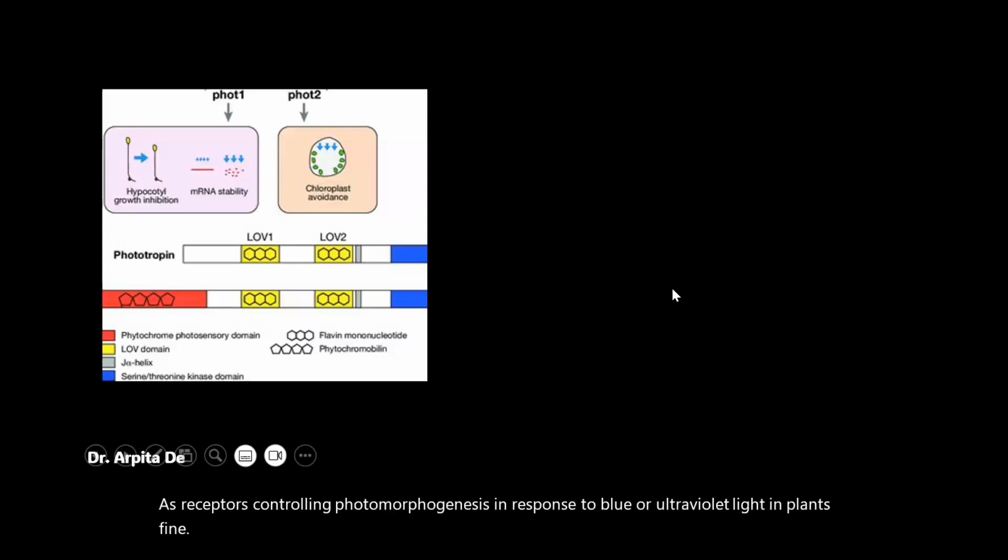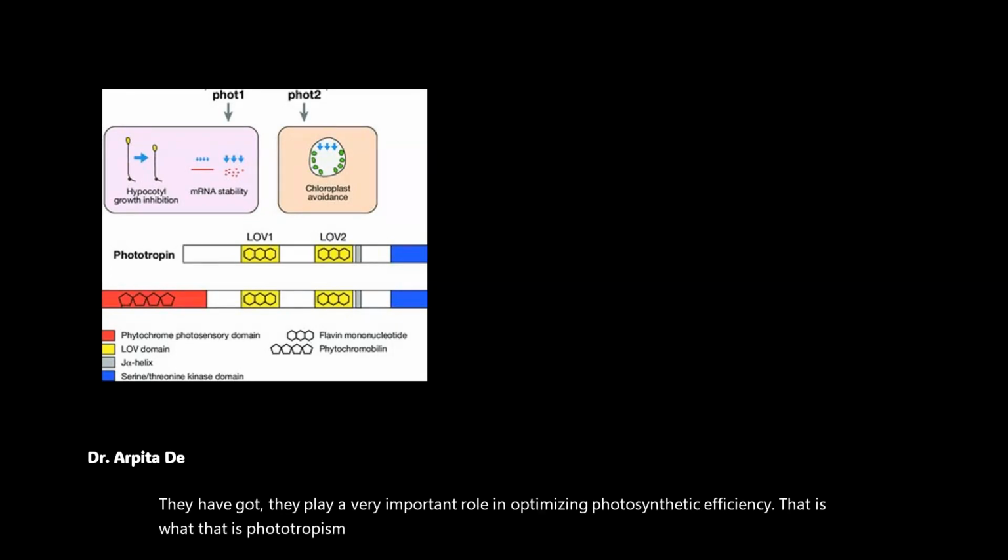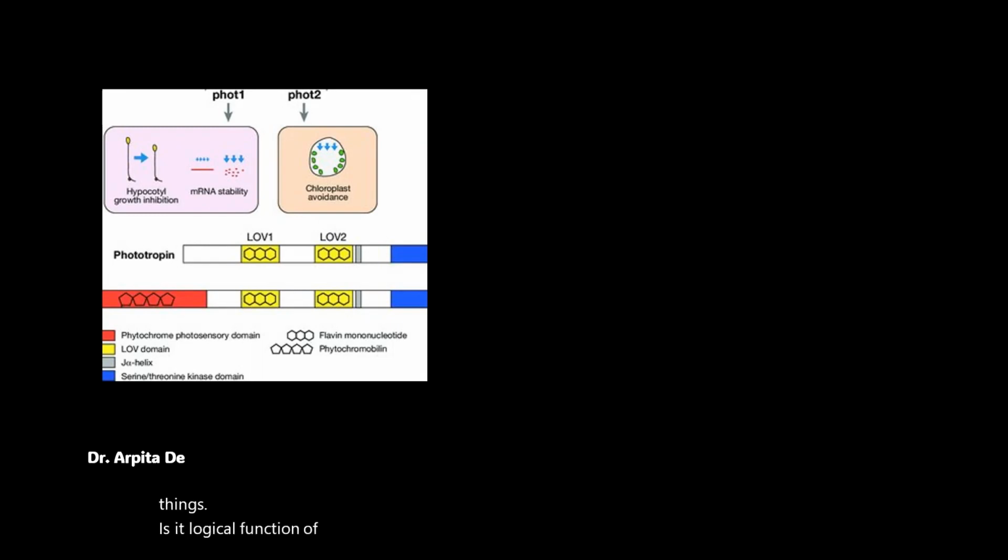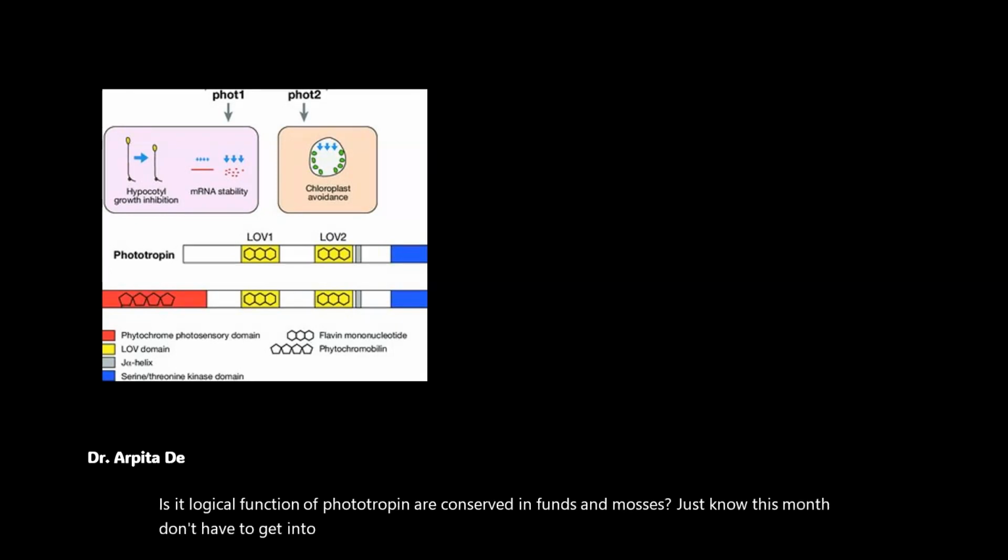They play a very important role in optimizing photosynthetic efficiency. That is phototropism, light induced stomatal movement, chloroplast movement, all these things. Physiological functions of phototropin are conserved in ferns and mosses. Just know this much. Don't have to get into the details, right? Just know this much. That is enough for you.